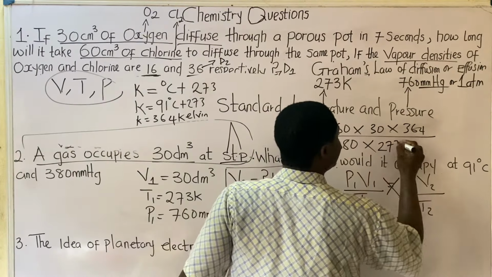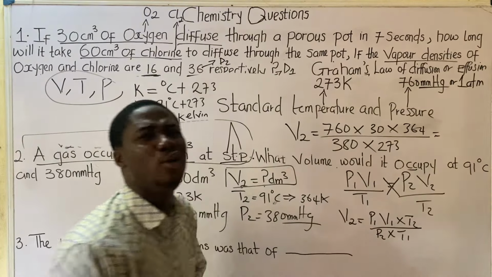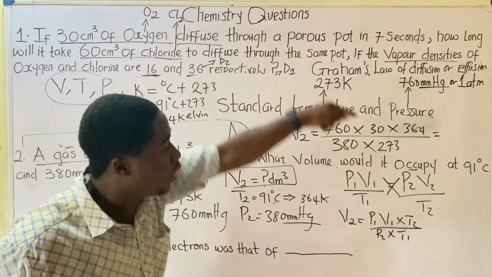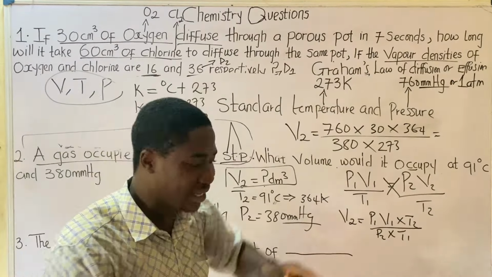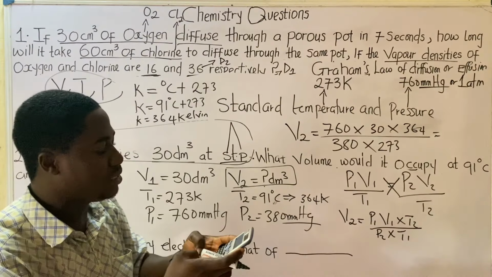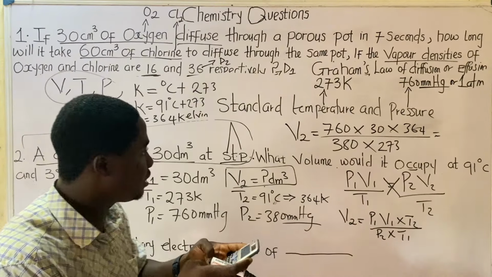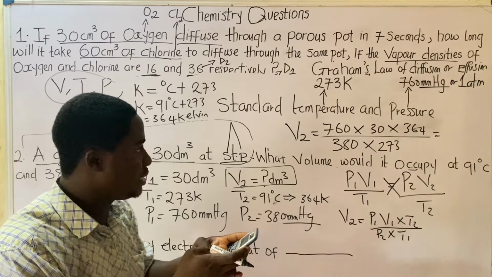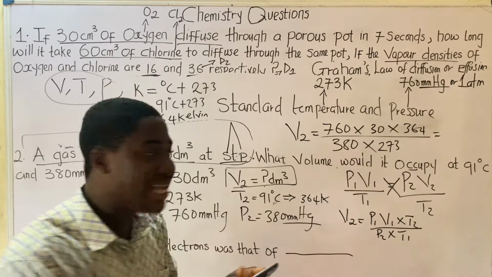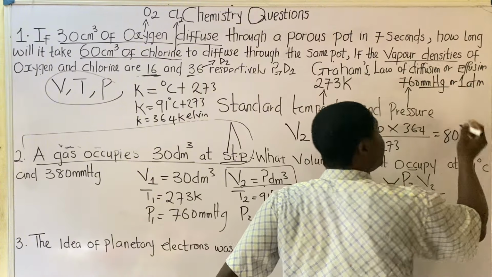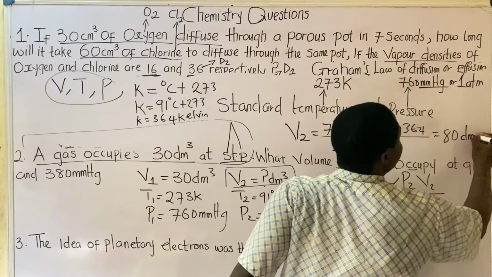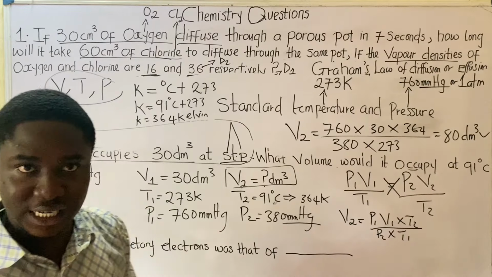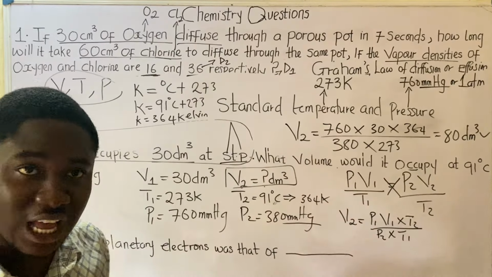Do you understand? Let's hit our calculator to get our second volume in dm cube, because V1 was expressed in dm cube. If it was in cm cube, the answer would be in cm cube. So 760 times 30 times 364, dividing by 380 times 273. That's 80. So the second volume V2 is 80 dm cube. So here is the answer. The question is extremely easy, and that's how questions of this type are tackled.